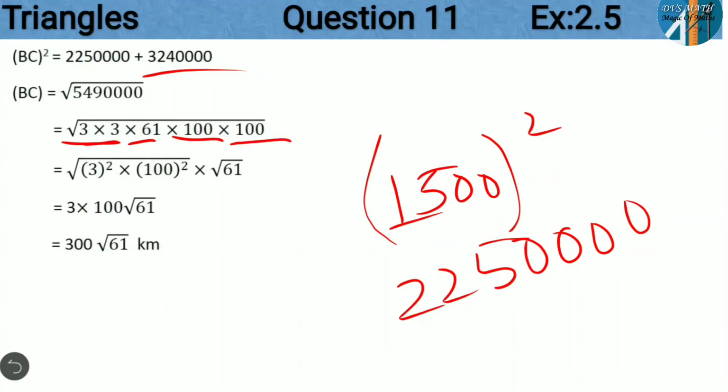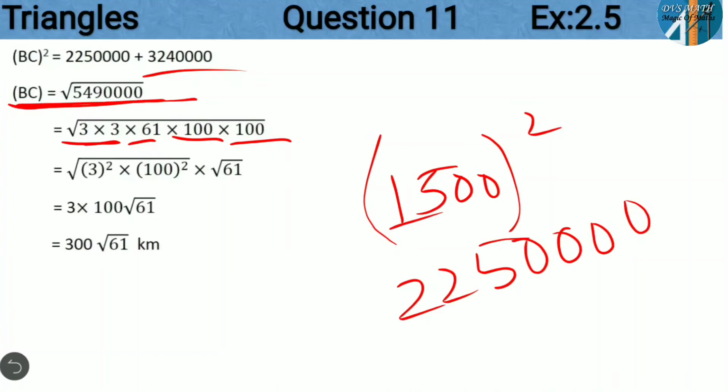So you know that 100 square, square root of 100 square, it is nothing but 100. So here 3 square, it is 3. 100 into 3, it is 300. So 61 you keep it as it is, so it becomes root 61. So 300 root 61 kilometer. Or you can stop here only. Square root of 5490040, you can stop here only.